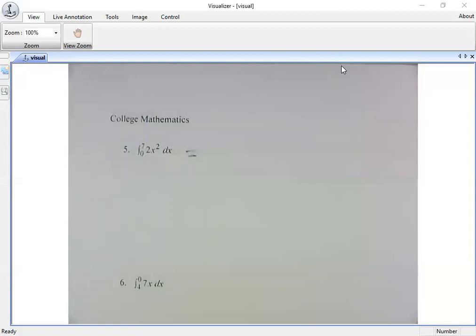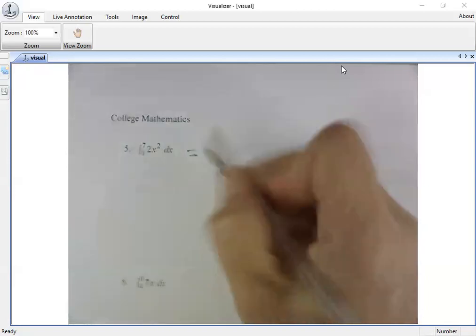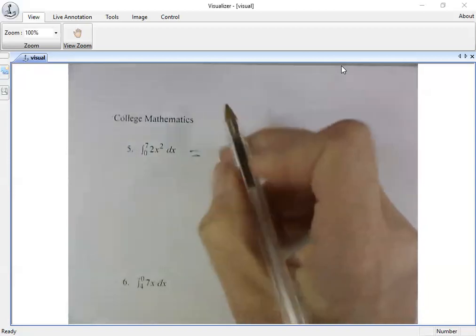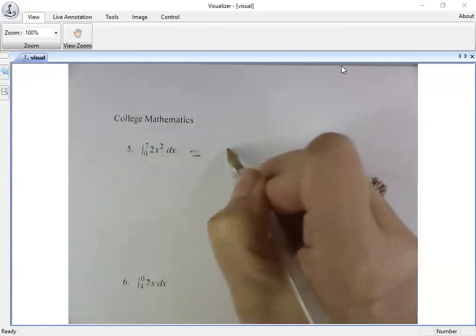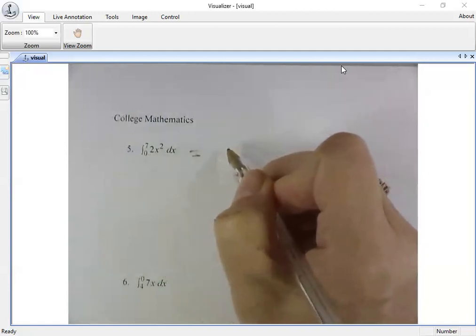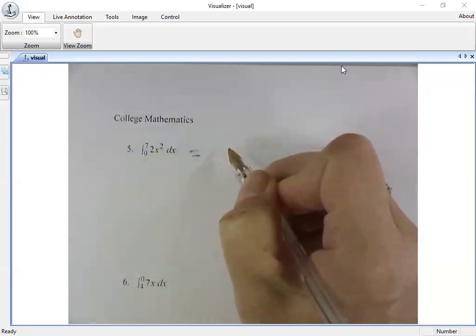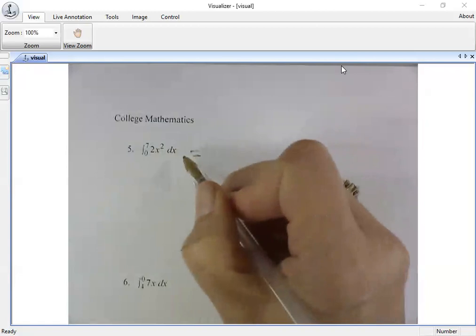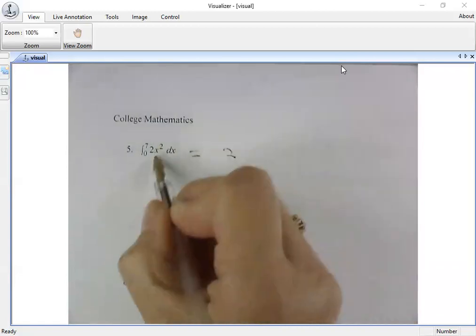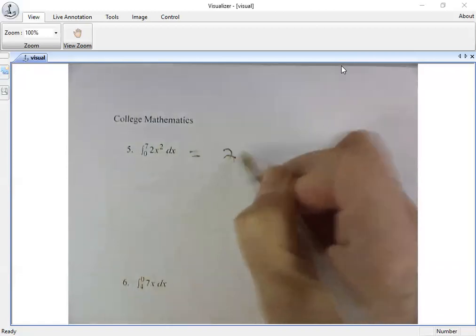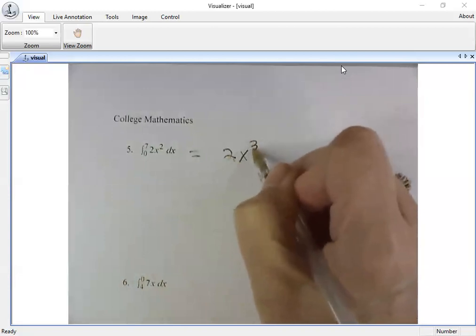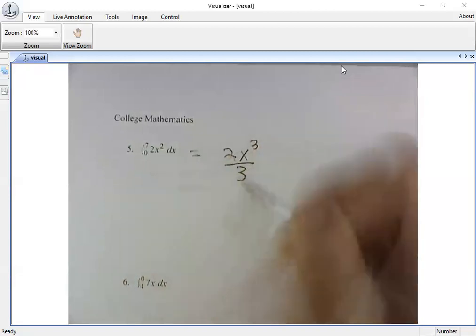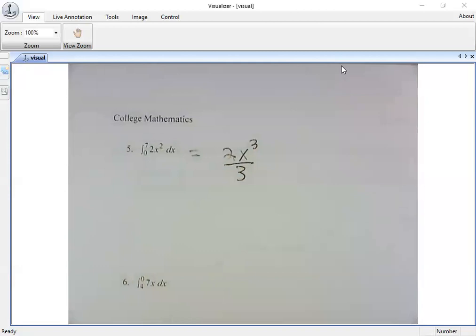Okay, so can we integrate 2x squared? That integration is pretty easy, correct? What's it going to be? Because I would have, you think it's going to be 4x, or are you differentiating? That's differentiating, isn't it? If I'm integrating, it's going to be 2, and then the x squared becomes x cubed over 3. That's the integration for 2x squared, right?